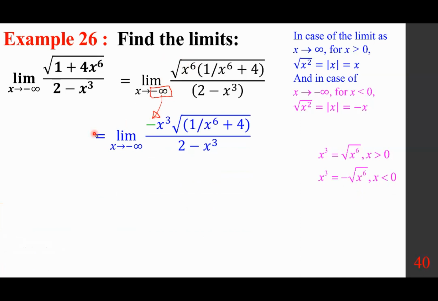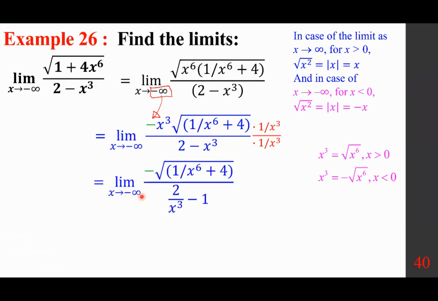Now, we divide the top and the bottom by the highest degree term in the denominator, which is x cubed. Divide everything by x cubed. When we divide everything by x cubed, let's see what happens. In the numerator, this x cubed goes away. And we have minus the square root of 1 over x to the power of 6 plus 4. This one becomes 2 over x cubed, and this one becomes minus 1.